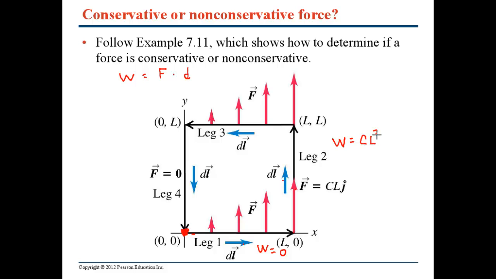It's going to end up being CL squared. Over here is the same as the bottom. The force is perpendicular to the distance that we're traveling, so the work is going to be equal to 0. And over here we have no force, so again the work is going to be equal to 0. So here I've gone around my complete path. I've ended up where I finished, but my net work is going to be CL squared. So there was some net work done. This force must be non-conservative.